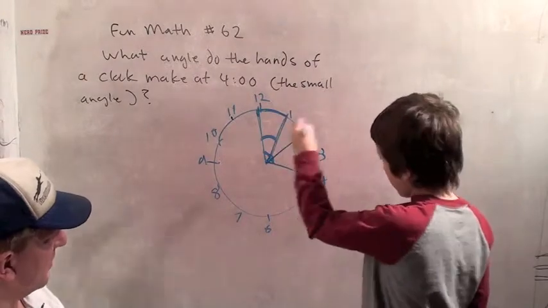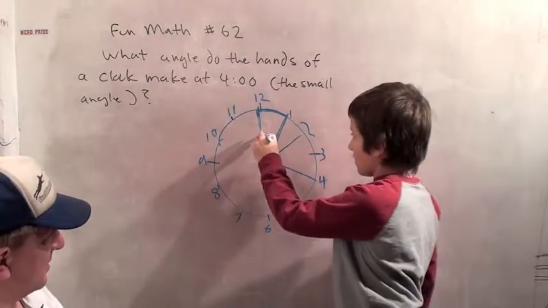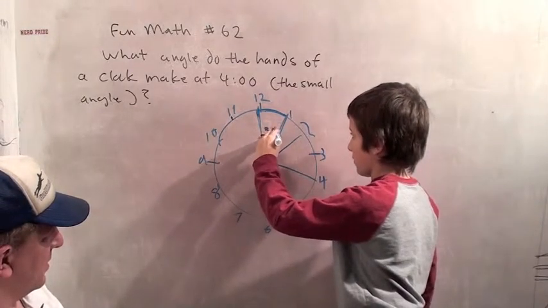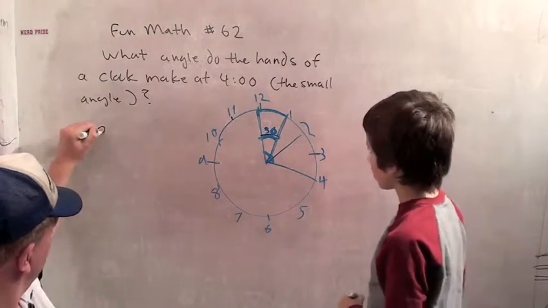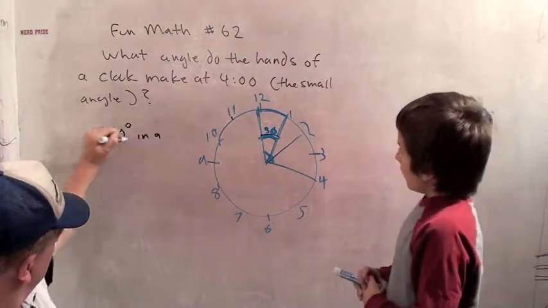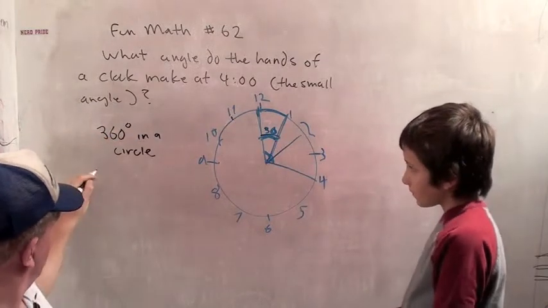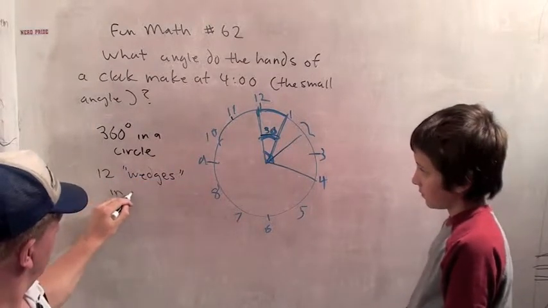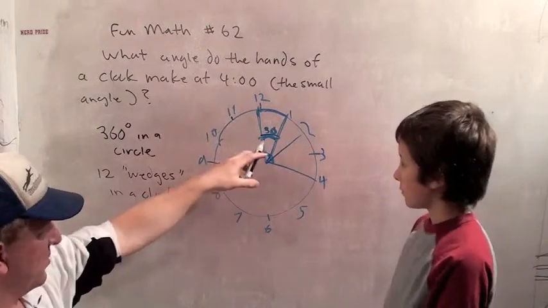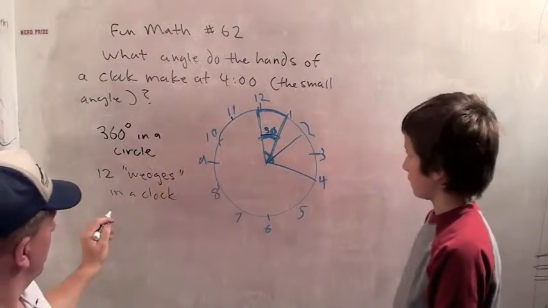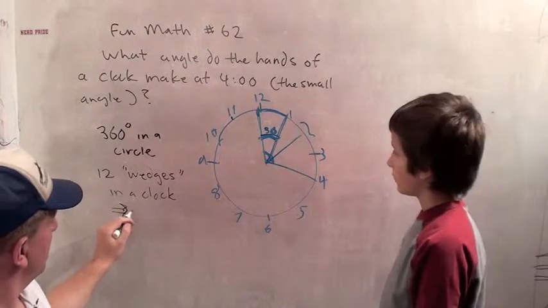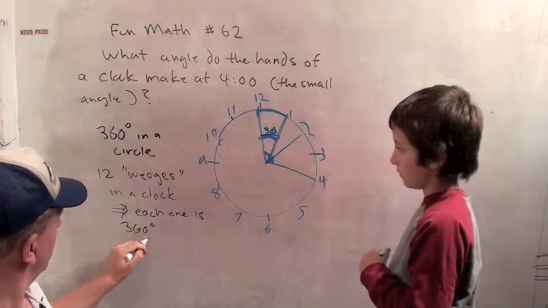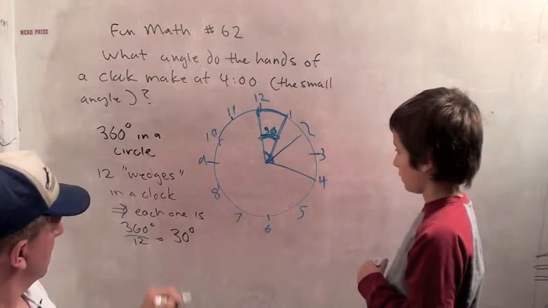Well, there's 360 degrees in a circle. Aha! And there's 12 of these. 360 over 12 is 30, so each of these little angles is 30. Okay, so there's 360 degrees in a circle, that's important. There are 12 wedges in a clock. So that means each one is 30 degrees: 360 degrees over 12, which is 30 degrees. Okay, awesome.